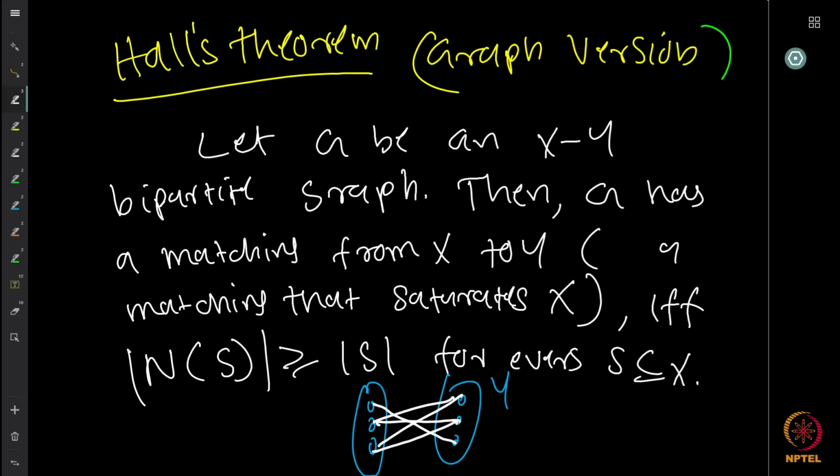Then you are asked, can you find a matching which saturates X, which means, can you find for each of the men some lady who prefers him, if that is possible or not. So Hall's theorem says that if for every subset of men you can find at least that many ladies preferring that subset, then we can find a match.